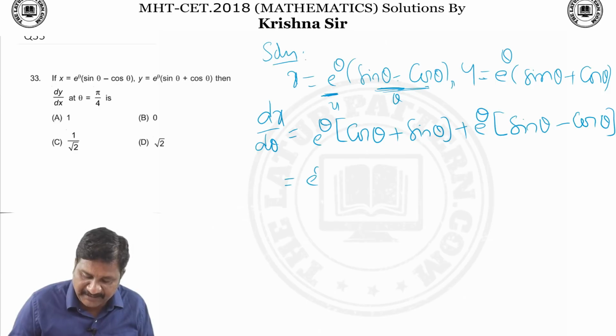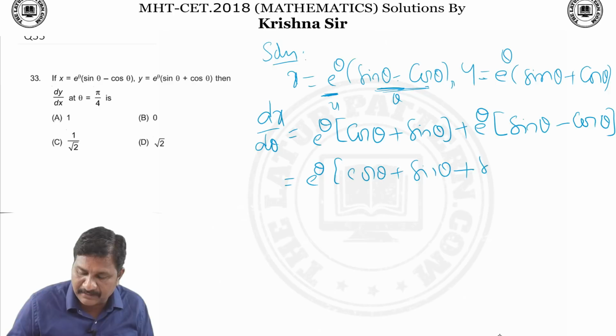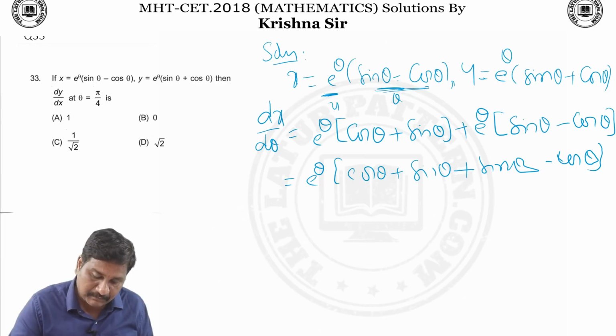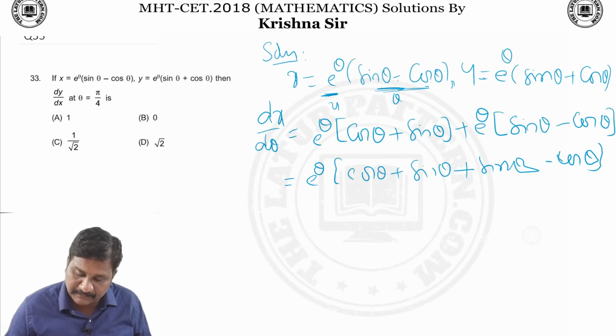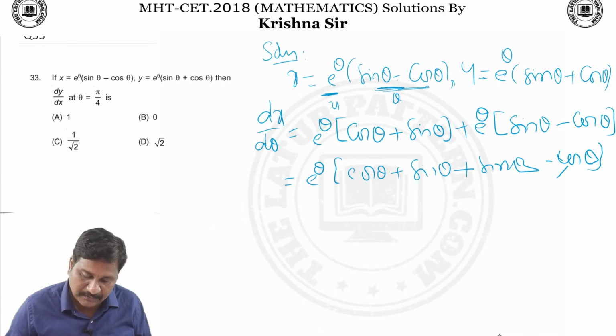E power theta is common, cos plus sine minus cos. So here minus cos plus cos will get cancelled. So dx by d theta is e power theta into 2 sin theta.